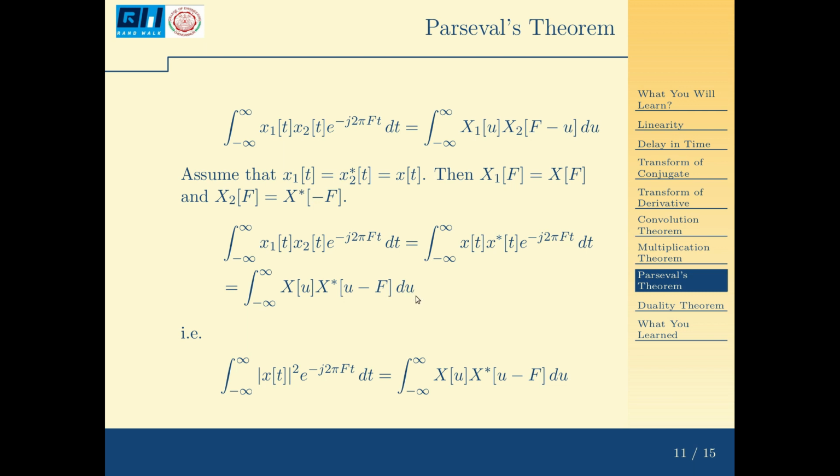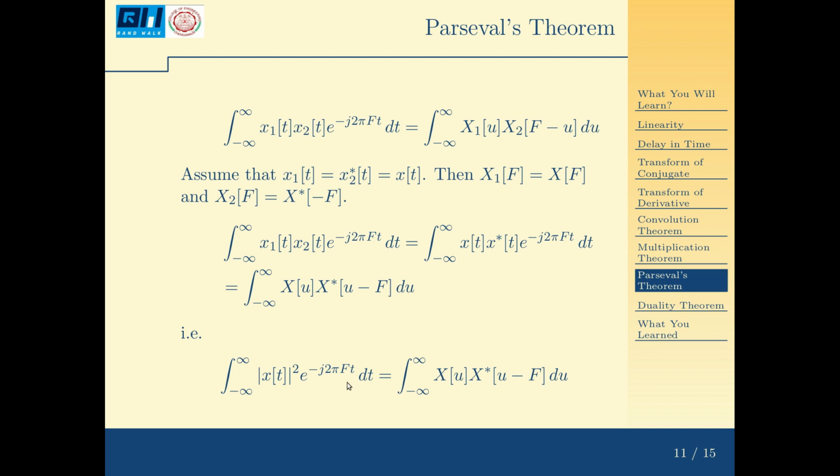Okay, now you can say that x(t) x conjugate(t) is mod x(t) square. So integral from minus infinity to infinity of mod x(t) square e raised to minus j 2 pi f t dt is integral from minus infinity to infinity of X(u) X conjugate(u minus f) du.